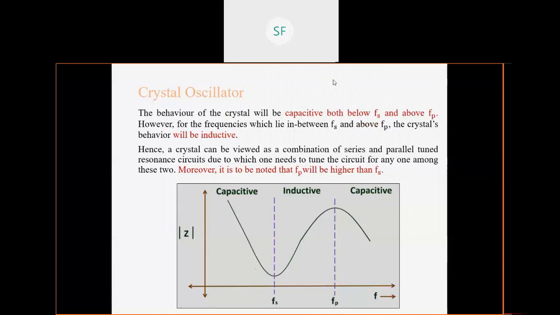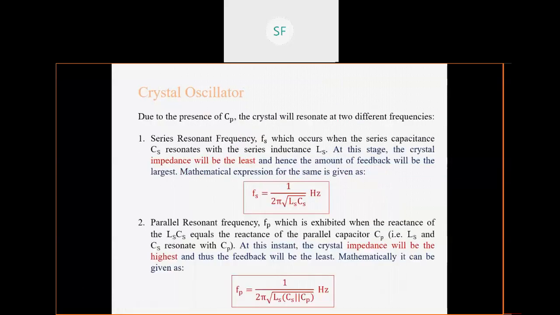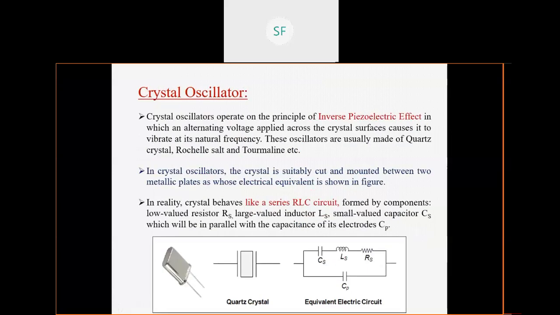Now we will see circuits for the crystal oscillator. This is all about the equivalent electrical circuit of a crystal oscillator, right? So what we have done so far, we have found out that we generally use quartz crystal. The electrical equivalent of this quartz crystal is nothing but a circuit with series components and one parallel component.